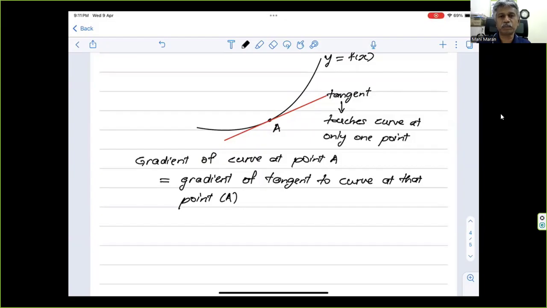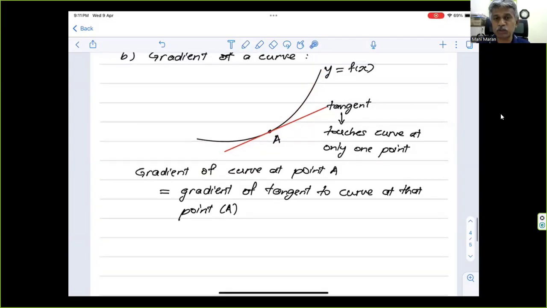So when we talk about a curve, the gradient is changing everywhere because this is a curve. If somebody asks you, what is the gradient of the curve, then you must ask back at which point, because the gradient keeps changing. When you look at the gradient at one particular point, like point A, the gradient will be given by the gradient of the tangent. So we must find where is the tangent. So that is the concept.